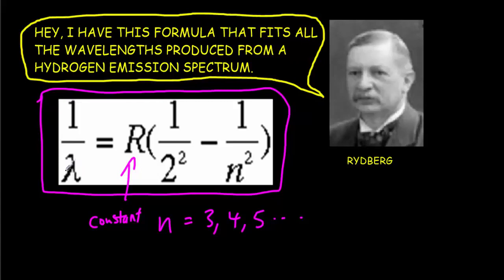Now, Rydberg comes up with this formula, but he doesn't have a physical explanation yet. He doesn't have a physical model. And it's going to be left to a famous Danish physicist to come up with a model that explains the spectral lines. By the way, you don't need to know this formula. I'm just presenting it for historical reasons.